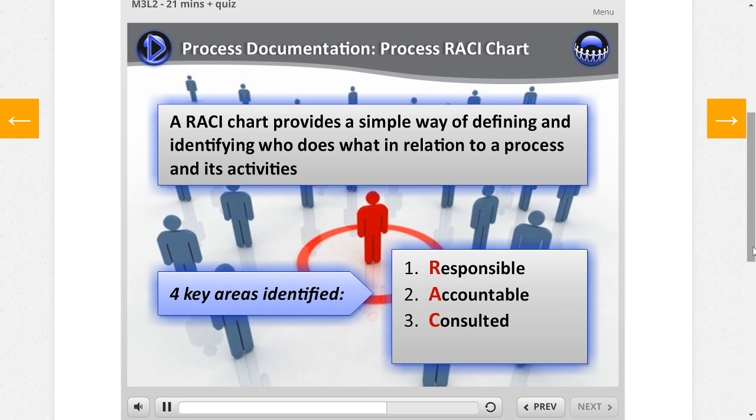Consulted. Who provides input in the form of advice, information, or requirements? There is usually a dialogue with this role. Informed. This role is informed of progress, decisions, results, and so on. The communication is just one way.